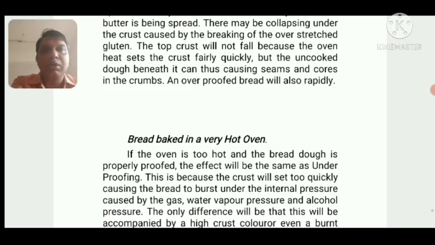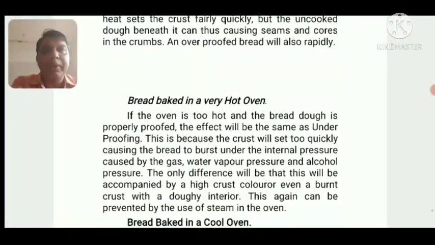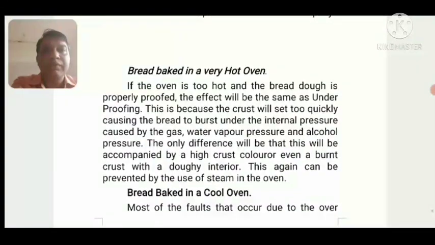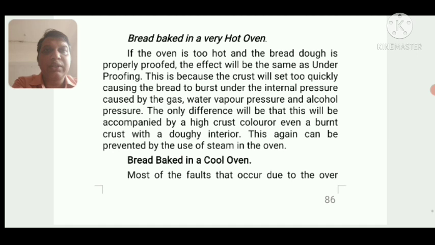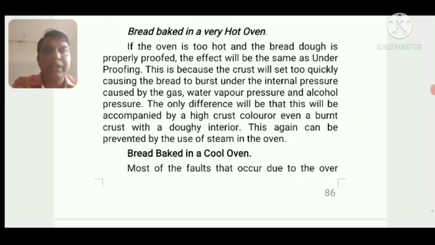Then we have bread baked in a very hot oven. If the bread is baked in a very hot oven, what happens, the cracks will appear. The proofing which was done up to the desired level, due to the excessive heat, the excessive loss of moisture will lead to the bursting of the crust of the breads, and the gas which was trapped will come out, and you will find large holes present in the breads. So you will definitely not get the desired interior texture of the bread.